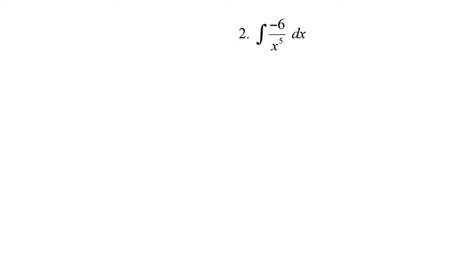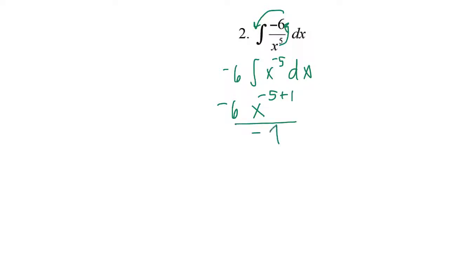And number 2, now before we do anything with it, we do need to do some rewriting. I'm going to move this -6 to the outside, and then I'll need to flip over x to the 5th. So I'm going to have -6 times the integral of x to the -5 dx. And that's going to give us -6, and we can start our integration process. So we're going to have -5 plus 1, which is -4, and then plus c.